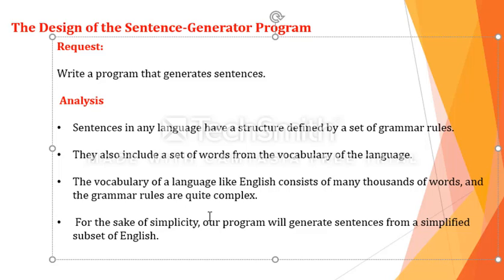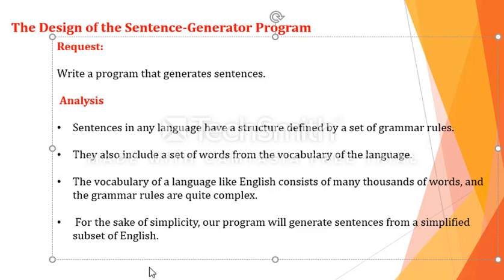So for the sake of simplicity, our program will generate sentences from a simplified subset of English. Okay, so we will take some simple words, mix them with grammar, and try to frame some sentences. Okay, so don't bother about the formation of the sentences, whether they are meaningful or not. We don't bother about that. Okay? So that is how we need to proceed.